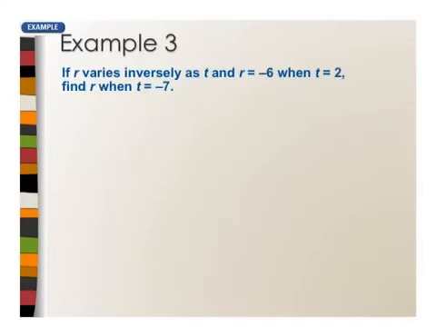And so here is an example. Oh, the slide looks a little different here. Here's an example using inverse variation. So r varies inversely as t. So I'm going to say r is equal to k divided by t. And it says that r equals -6 when t equals 2. So I'm going to use that information to find my constant of variation. So -6 is equal to k divided by 2. So -12 is equal to k.